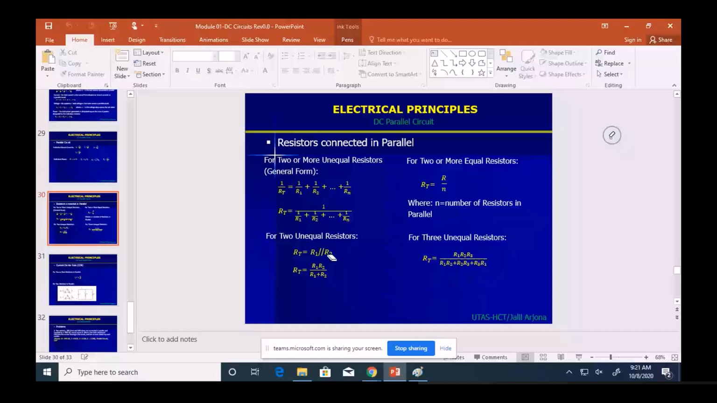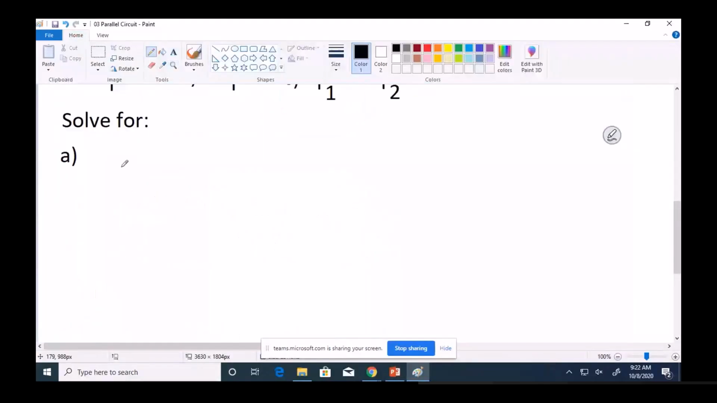You see the formula for unequal resistors. You use this R1 parallel with R2 for two resistors only. Otherwise, you use the general form. So go back to the circuit. The R total can be obtained by the relationship of R1 parallel with R2, double slash. With that presentation, it should be R1 times R2 divided by R1 plus R2.